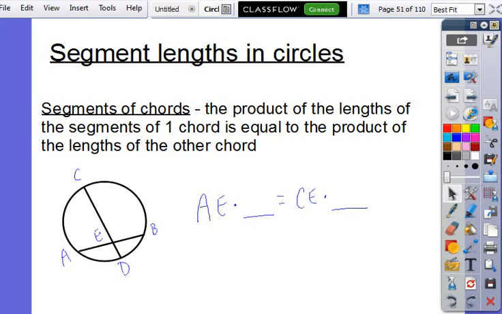So if I'm talking about AE, what is the other part that goes with AE? BE. So AE times BE would be the two parts of that one chord, and they would have to equal CE times DE. Basically, you just take each chord, break it into its two parts, multiply the two parts together, and that's going to be equal. Am I saying that CD is going to be the same length as AB? No, that's not what I'm saying. I'm multiplying them, and they equal the other two. When I multiply, I'm going to get the same answer, but the chords overall are not equal to each other.